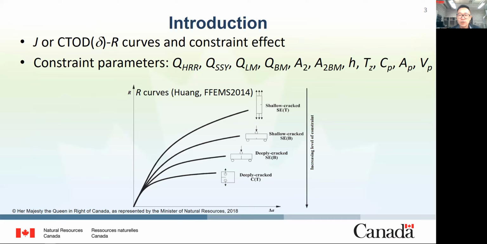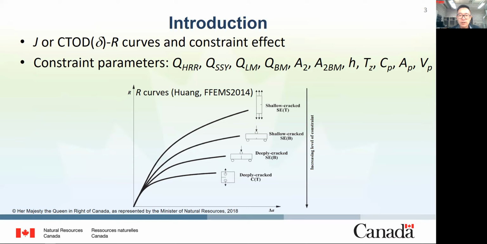The figure below shows some typical R curves obtained from fracture toughness tests. The shallow cracked SET specimen leads to the highest, while the deeply cracked CT specimen leads to the lowest. The shallow cracked SEB results in a higher R curve than that from the deeply cracked SEB specimen.